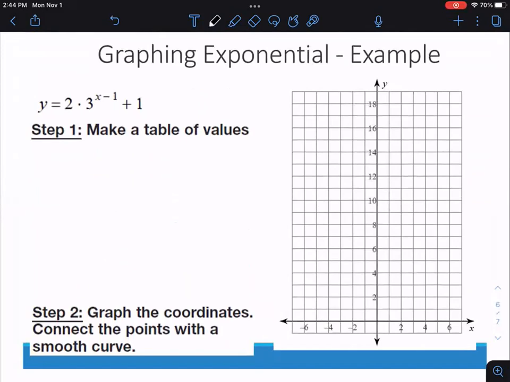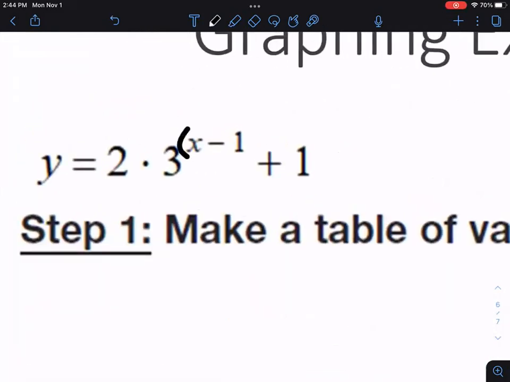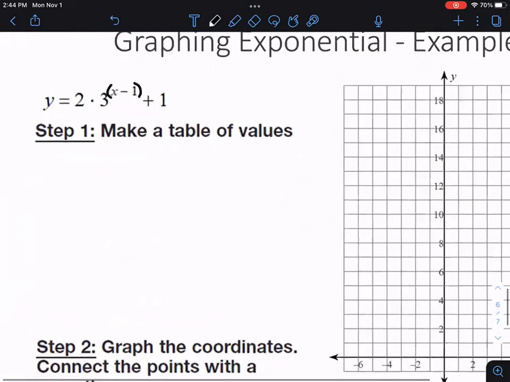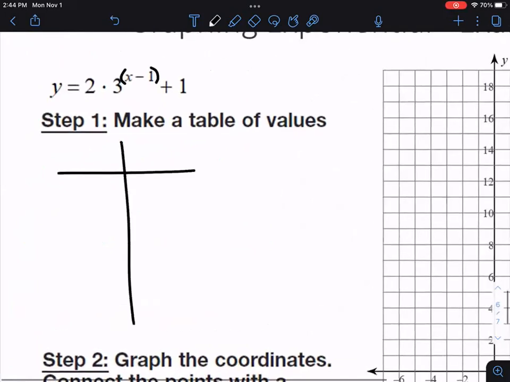Going down to a little bit more complicated problem here, we have 2 times 3 to the x minus 1 power plus 1. It's very important that when you type this one in your calculator that you're going to use parentheses around the x minus 1 so that it all gets put up into the position of the exponent. So again, starting off with an XY table.